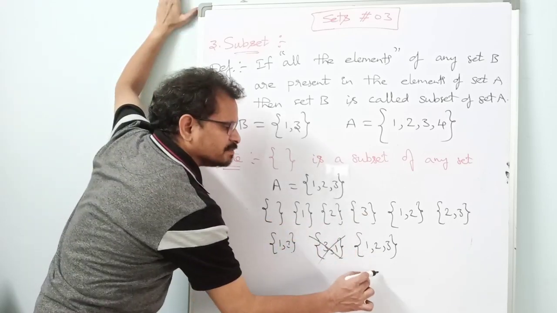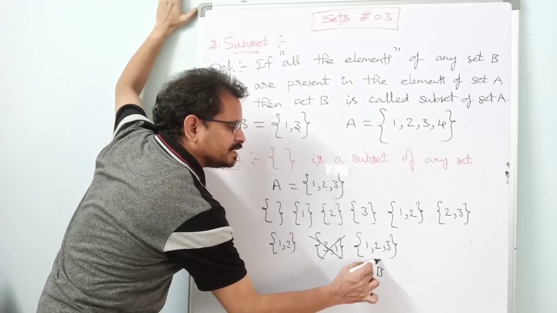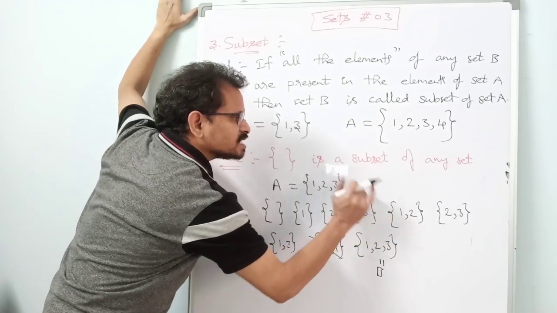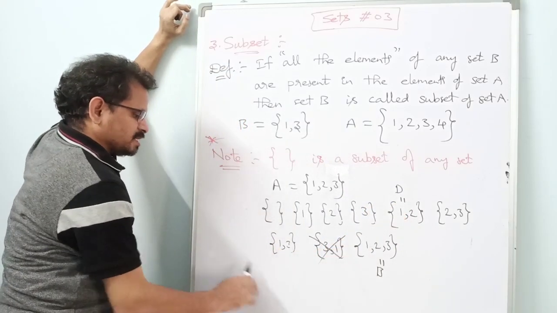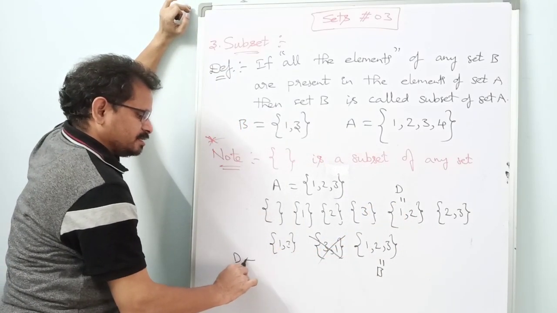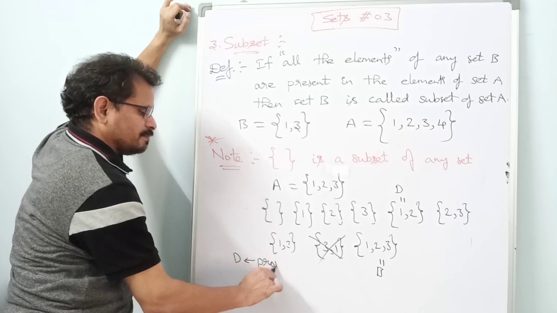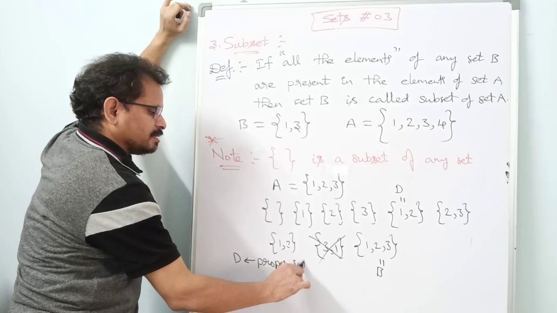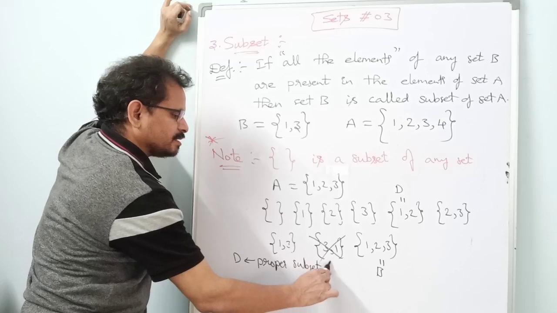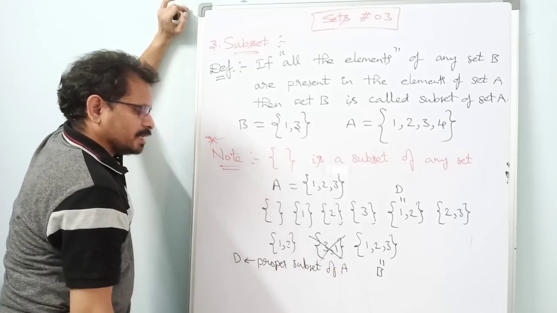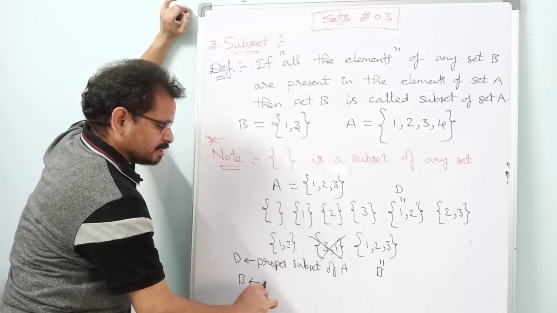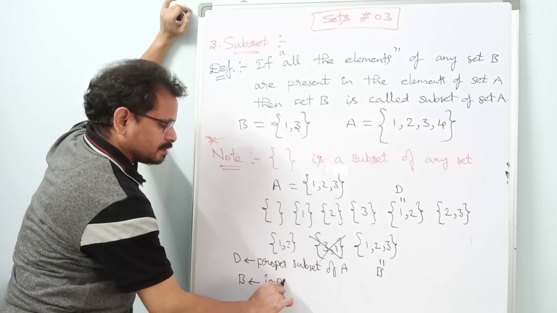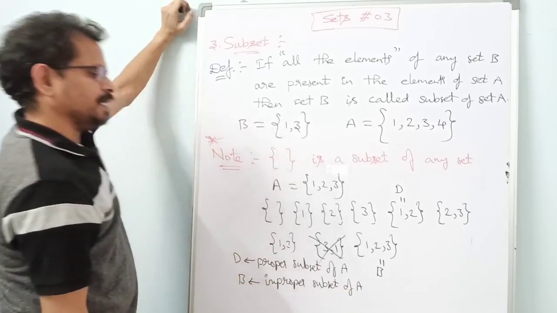Let us name this one as B, this one as D. Now D is a proper subset. What is D? D is a proper subset of A. And B, what about B? B is an improper subset of A.